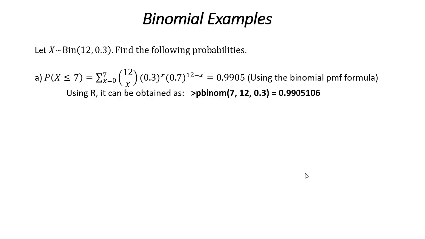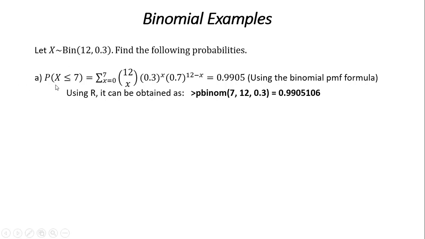As an example, let's suppose X is a random variable that's binomial. Here n is 12 and p, the probability of success, is 0.3. Suppose we want to calculate various probabilities. I'm going to show you answers obtained two different ways. The first way would be using the binomial PMF formula, or perhaps a binomial table.